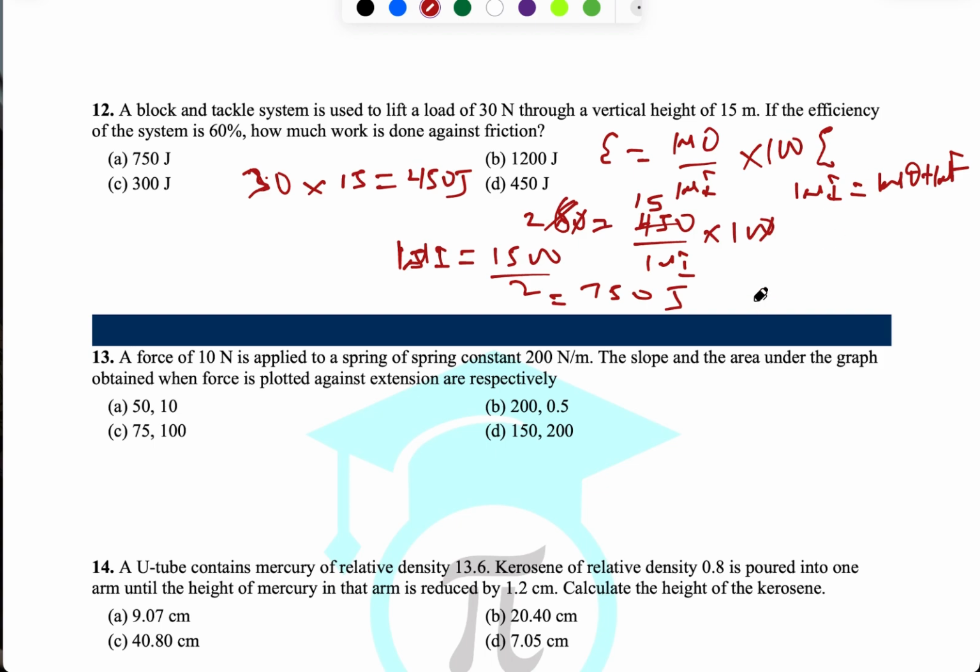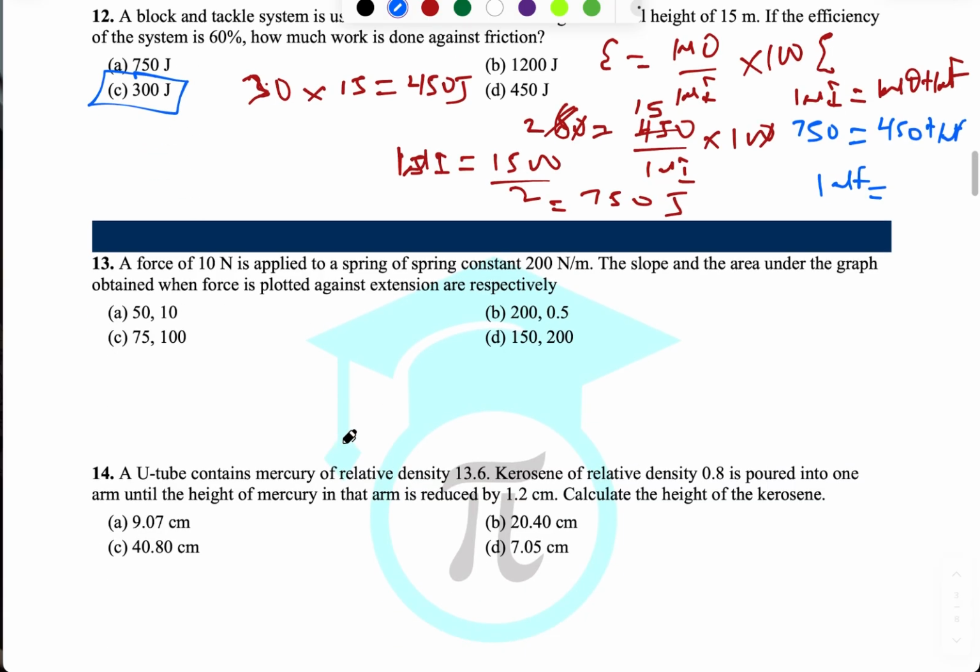So don't forget I said that work input is the sum of work output plus work done by friction. So that means that 750 is equal to the work output, which was 450, plus work done in overcoming friction. So work done in overcoming friction will be 750 minus 450, and that is going to be 300 joules. Let's go to question number 13.